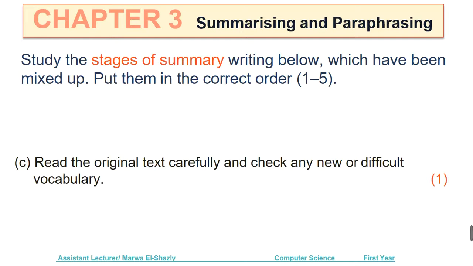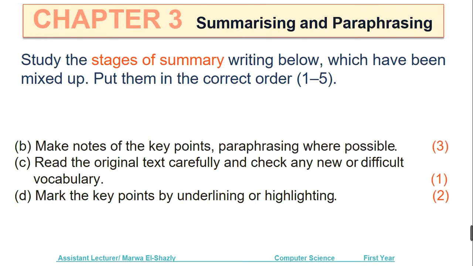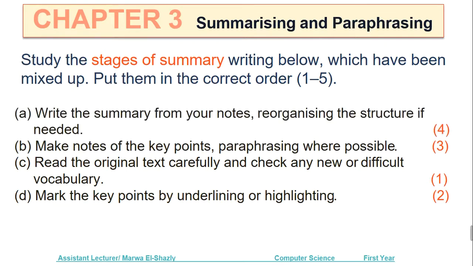Number 1 would be C. Read the original text carefully and check any new or difficult vocabulary. هنقرا الأول التكست ونتأكد إن من معاني الحاجات الصعبة، الكلمات الصعبة. Number 2, mark the key points by underlining or highlighting. هنعمل مارك أو نعلم الحاجات المهمة، البوينتس المهمة. 3, make notes of the key points, paraphrasing where possible. Make notes هنعمل notes على ال key points ونحاول نعمل paraphrasing ليها.